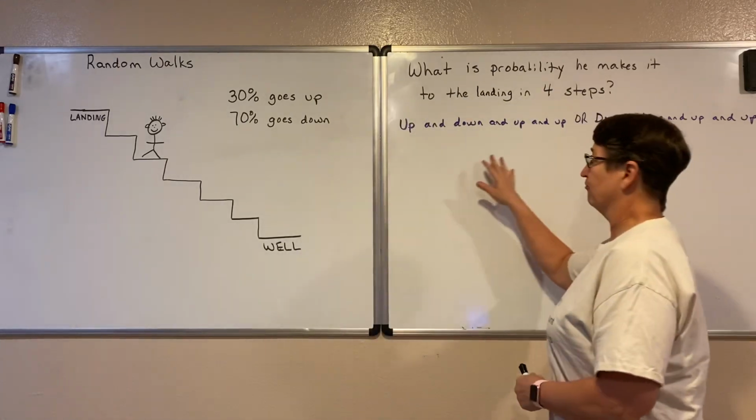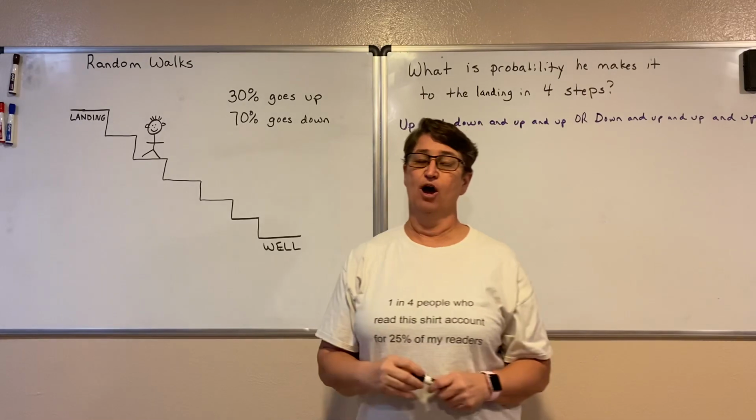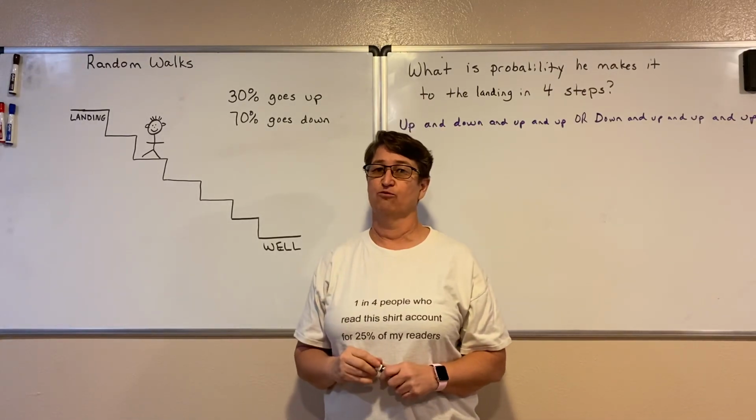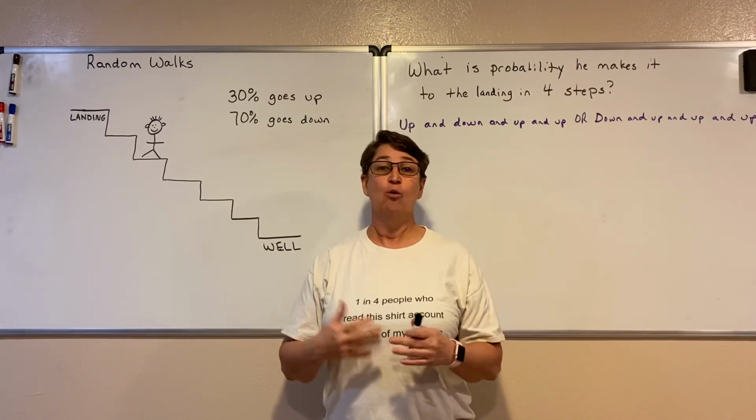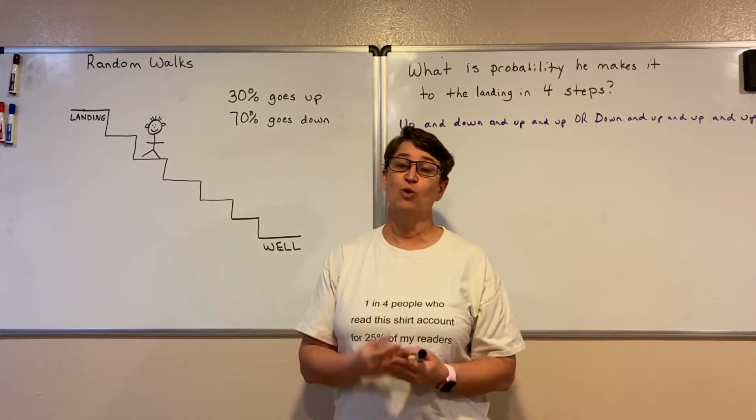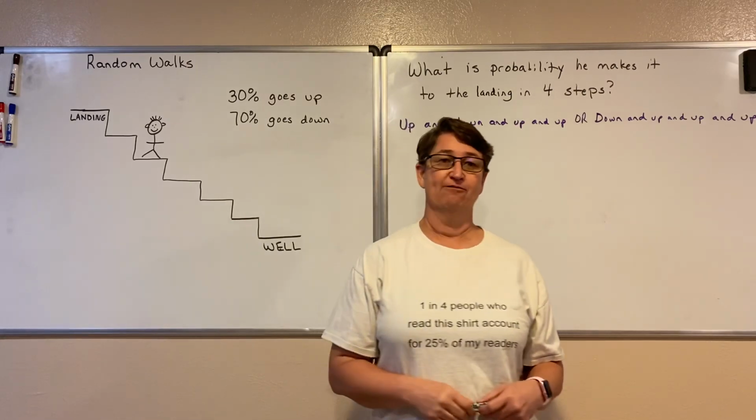Now that we've found the different ways and we've thought about with words how we can come up with the ways for him to get to the landing in 4 steps, now we can add the probabilities in. I want to encourage you to first write it down in words and then add the probabilities to it afterwards.